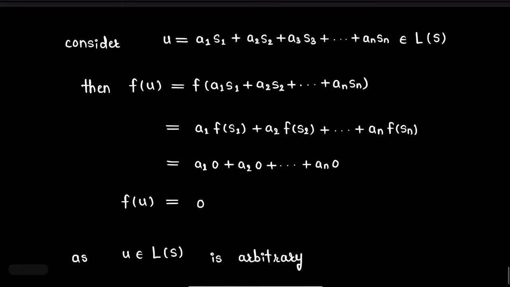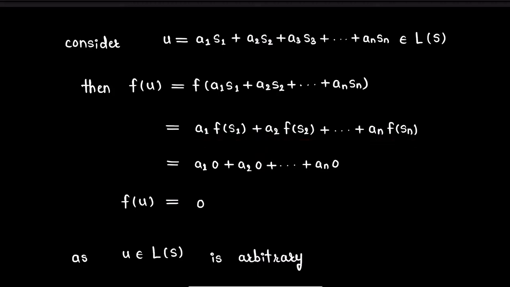Next, let us consider any vector, say U, in the linear span of S. Since U is in the linear span of S, U will be of the form A1 S1 plus A2 S2 plus A3 S3 and so on plus An Sn, where these Ai's are unique scalars coming from field F, and these Si's are vectors in set S. Then we have f of U is equal to f of A1 S1 plus A2 S2 plus and so on plus An Sn. Since f is a homomorphism, we can write this as A1 f of S1 plus A2 f of S2 plus and so on plus An f of Sn.